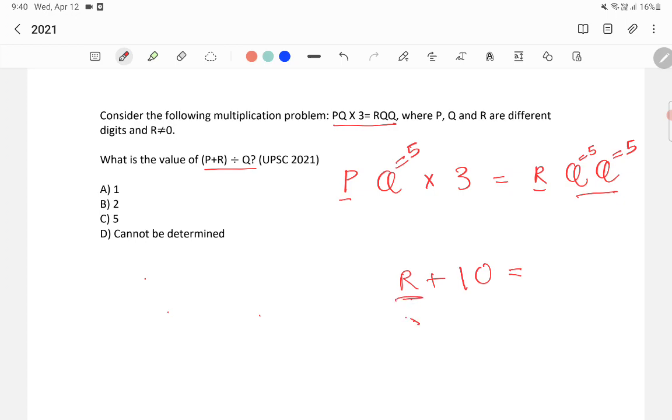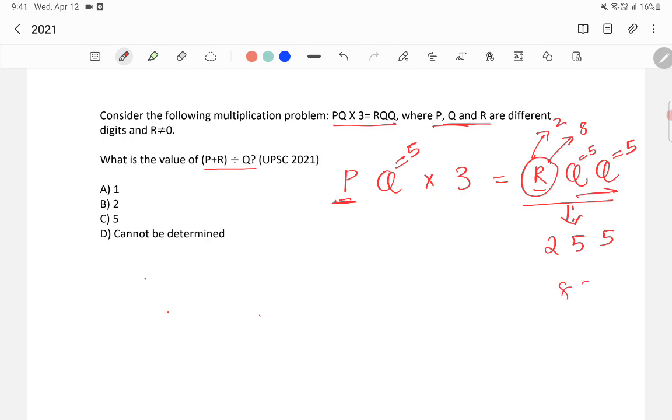Then R will be either 2, because 2 plus 10 is 12, and 12 is divisible by 3. R cannot be 5, right? Because it is given that P, Q and R are different digits. So since Q is 5, R will not be 5. Then 8 will also work, because 8 plus 10 is 18, and 18 is a multiple of 3. So R will be either 2 or 8. We need to check that. Now let us see what P is. For that, RQQ is either 255 or 855.